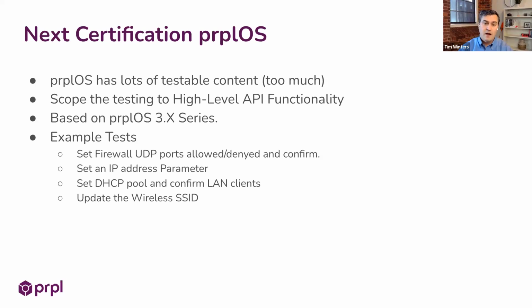The upside of using the high-level API functionality and focusing on that is, A, we'll have the certification, so we'll know that those parameters exist and work. And then the other upside is it makes it so we can automate it, so that we can use USP to configure those settings on the box and then immediately run the test cases. So users aren't spending a lot of time trying to configure their DUTs. We want to make the certification as easy as possible and as useful as possible.